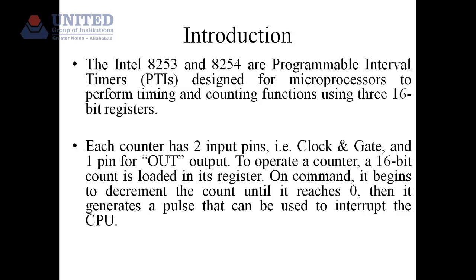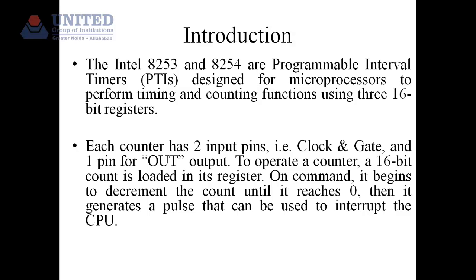Clock, the CLK, is the input from the crystal oscillator, the same input which is used by the microprocessor. And the gate pulse is something which does the starting of the count. And one pin is for out. Once the counting is done, the output is generated via this pin. It informs the microprocessor that the counting is done.